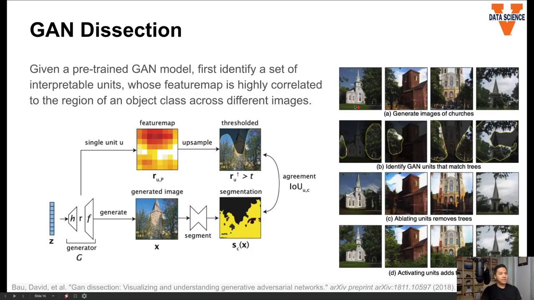This example shows you all these generated images of churches, and you were able to identify a unit in the GAN generator that matches the tree, to generate the tree. From there, you can kind of explain why this network generates trees, and you can manipulate it. You can remove this unit to generate fewer trees or no trees, or you can activate this unit even more to add more trees into the generated image. So that was pretty cool.